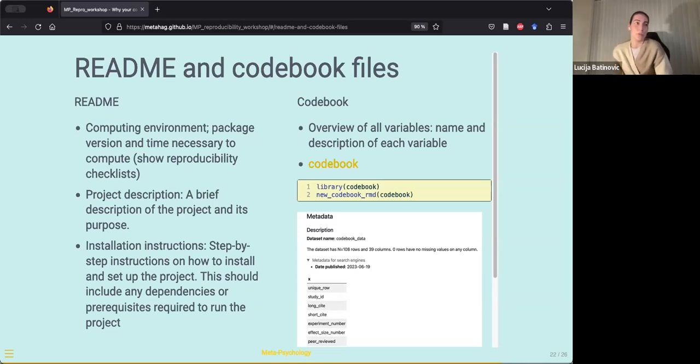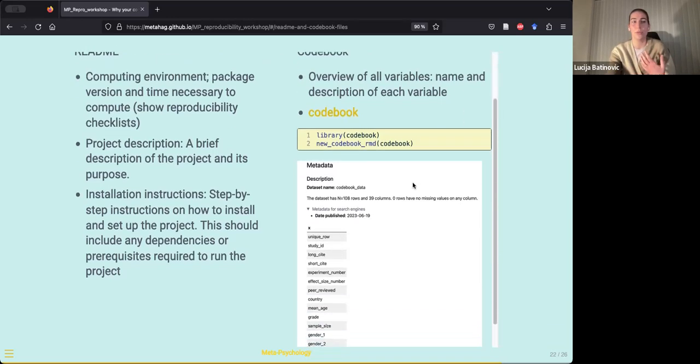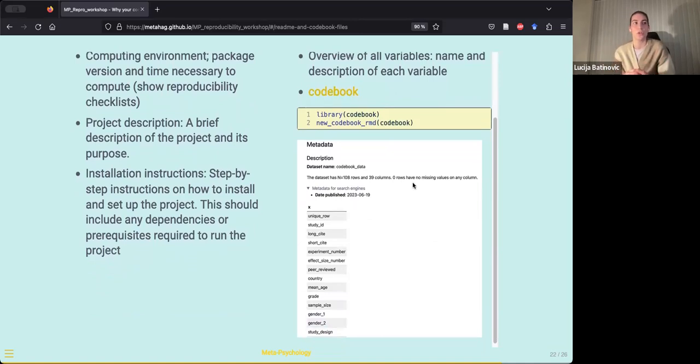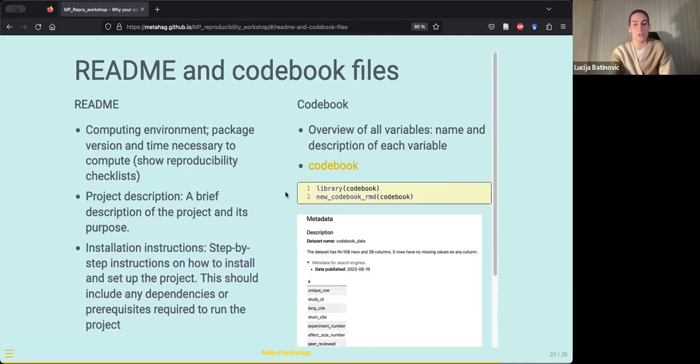Some of the things that the README files should have are the computing environment, package versions, project descriptions, and how to install packages. On the other hand, for code books, even in R there are packages that allow you to create a code book from your data, to speed this process up and make it easier for the authors.